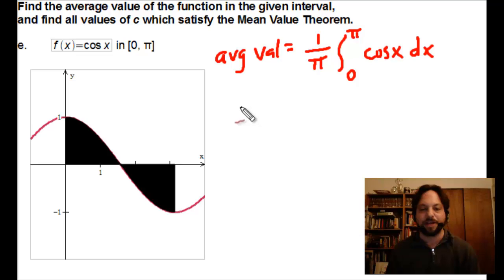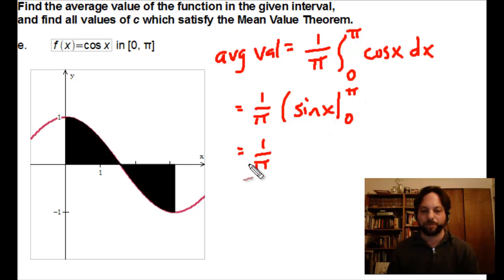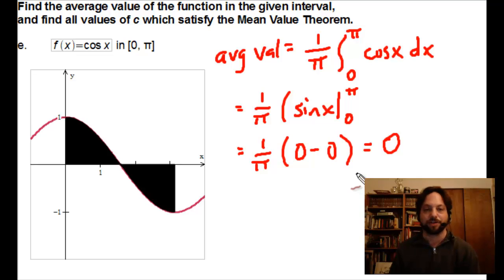Now, this is not a very difficult integral to do by any means. The integral of cosine is, in fact, just sine of x. And if we want to evaluate that from 0 to pi, what we'll end up with? Well, when we plug pi in there, of course, we'll get 0. And when we plug 0 in there, we'll also get 0. Looks like the average value of this function over this interval is simply 0.